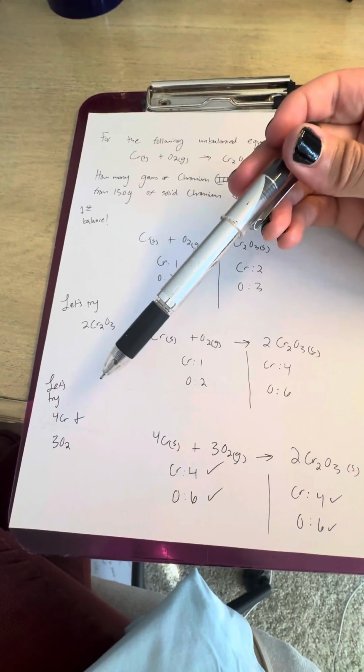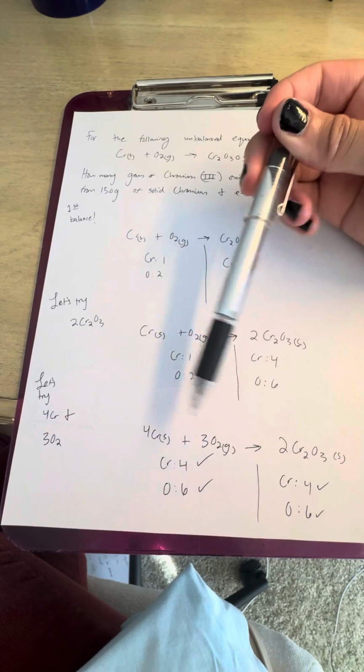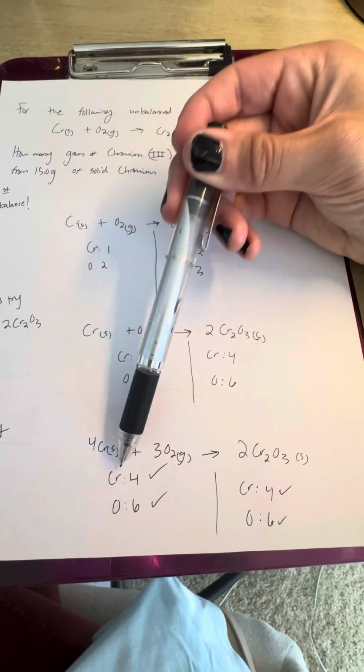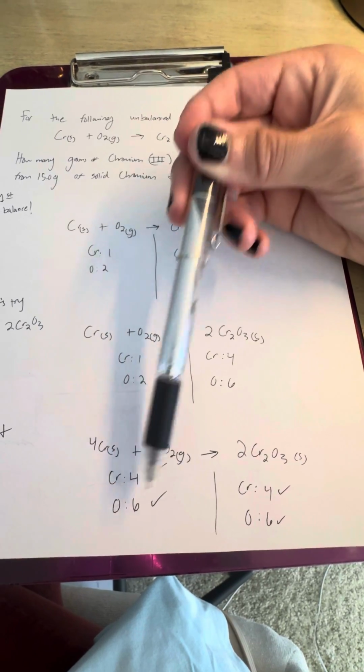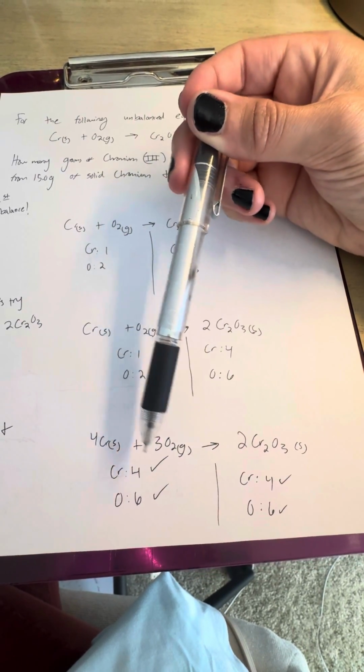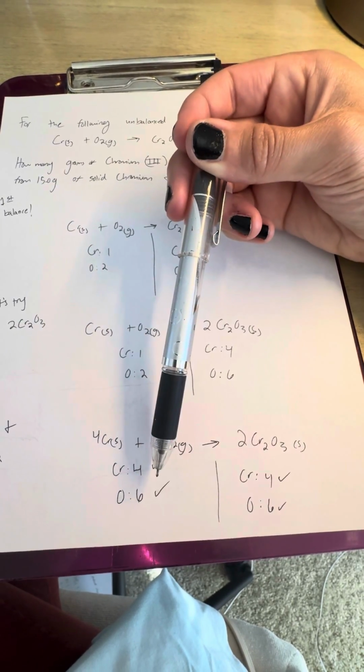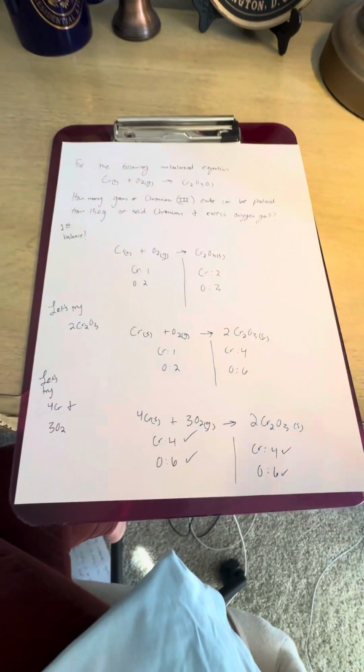We can then try to balance the oxygens and the chromiums on the reactant side. We just add a 4 in front of the chromium and a 3 in front of the oxygen. In doing that, we see we have 4 chromium, 6 oxygen, and 6 oxygen. Okay, our equation is balanced.